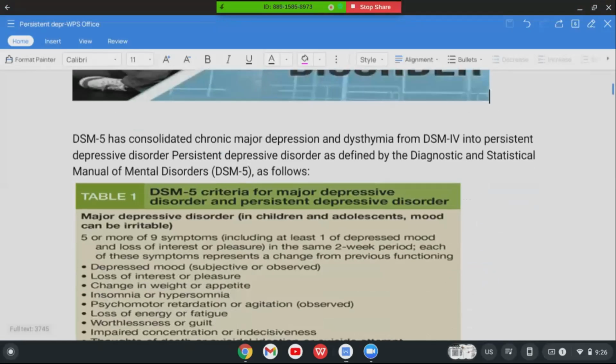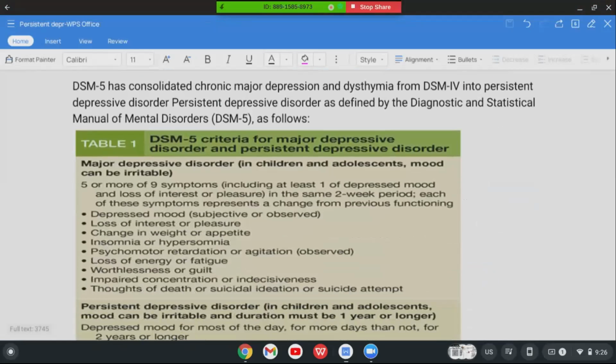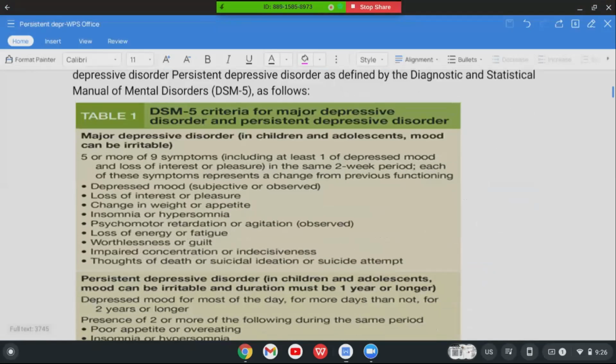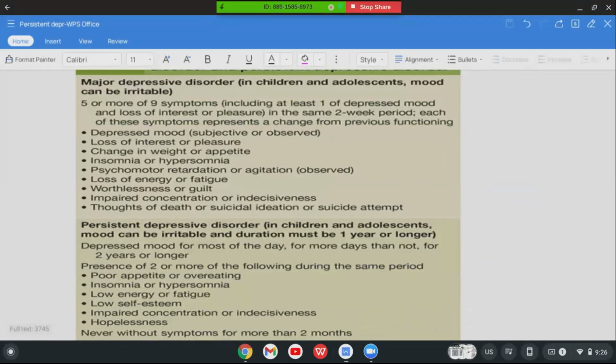So the DSM-5 criteria for major depressive disorder include 5 or more out of 9 symptoms, including one of depressed mood or loss of interest, in the same 2-week period. Each of these symptoms represents a change from previous functioning: depressed mood, loss of interest, change in weight or appetite, insomnia or hypersomnia, psychomotor retardation, loss of energy or fatigue, worthlessness or guilt, impaired concentration or indecisiveness, thoughts of death or suicidal intention.